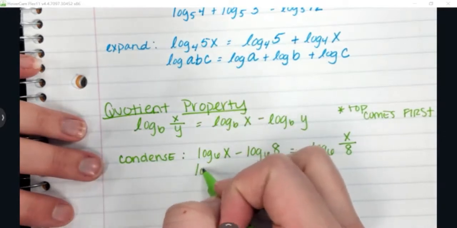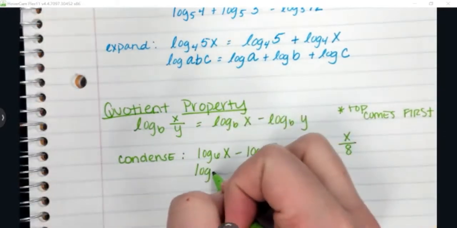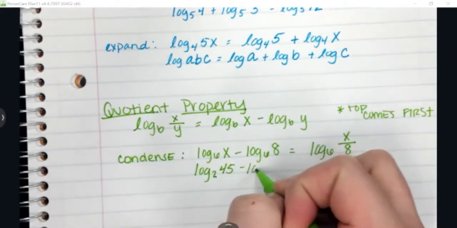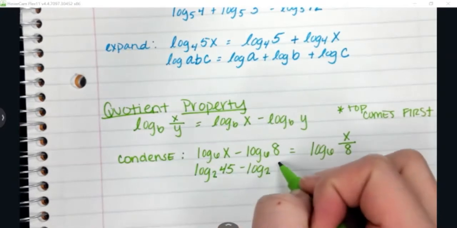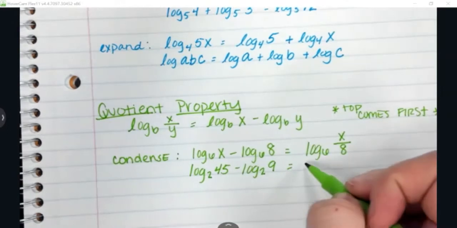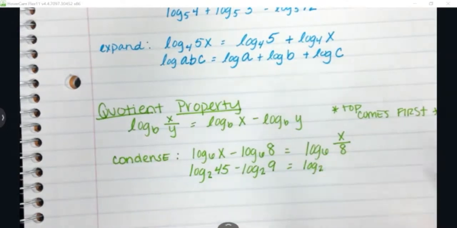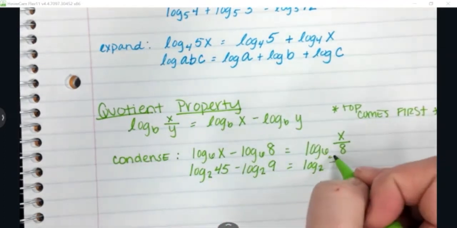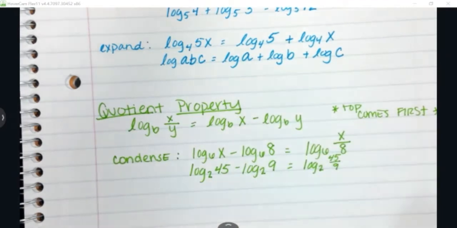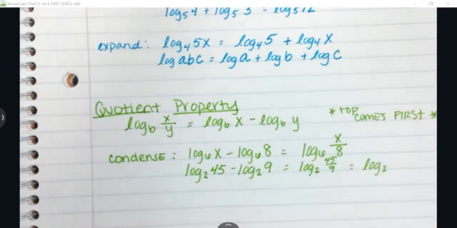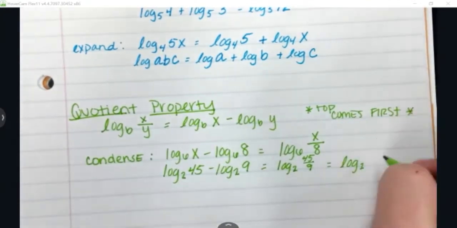So if I give you log base 2 of 45 minus log base 2 of 9. That would be log base 2. Since it's subtraction, I need a fraction. 45 divided by 9. So what would my final answer say? Log base 2 of 5.